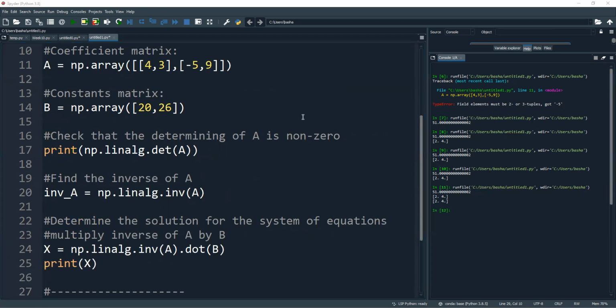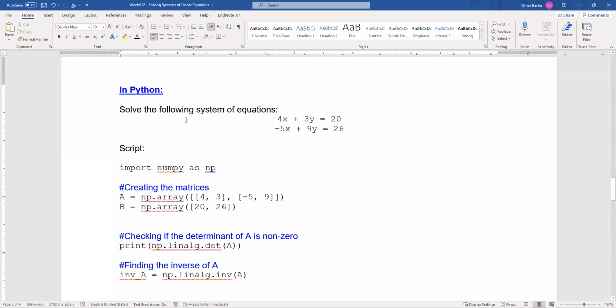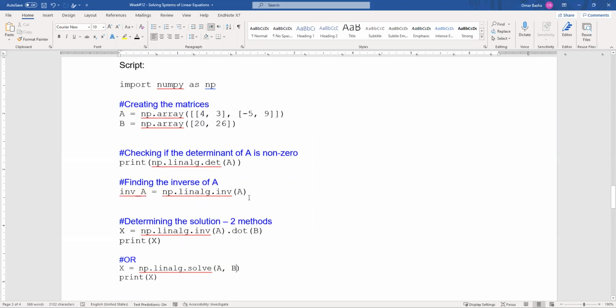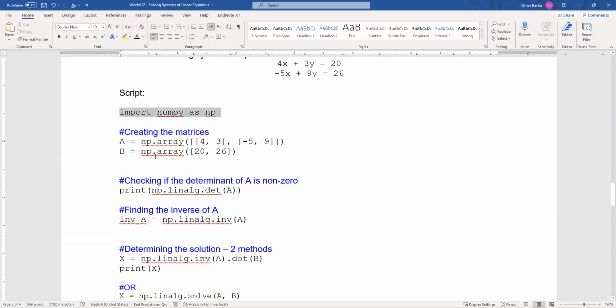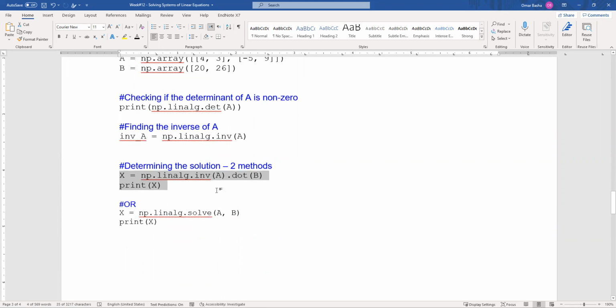All right, let's go back to the Word file. And so the script is pasted here as well for your reference. First of all, we import, we create the coefficient matrix, we create the constant matrix, check the determinant is non-zero, find the inverse, and then determine the solution of the equations using two methods. First one is multiplying the inverse by the constant matrix, or just using the solve command to find it.